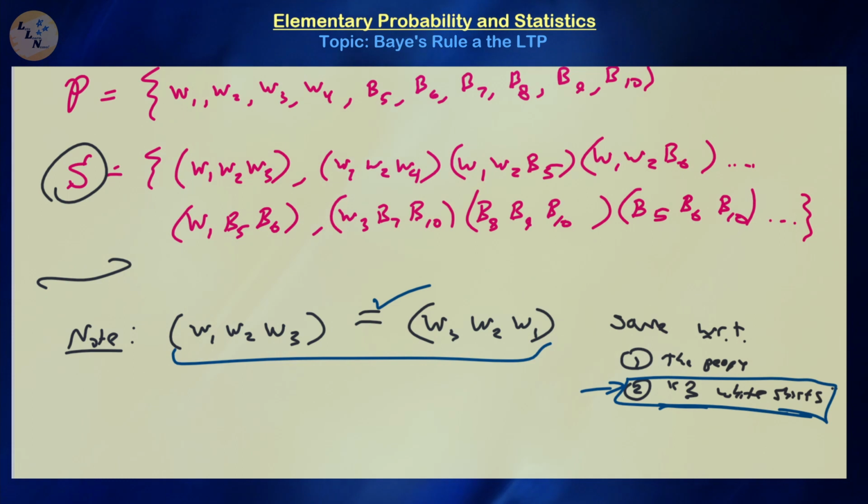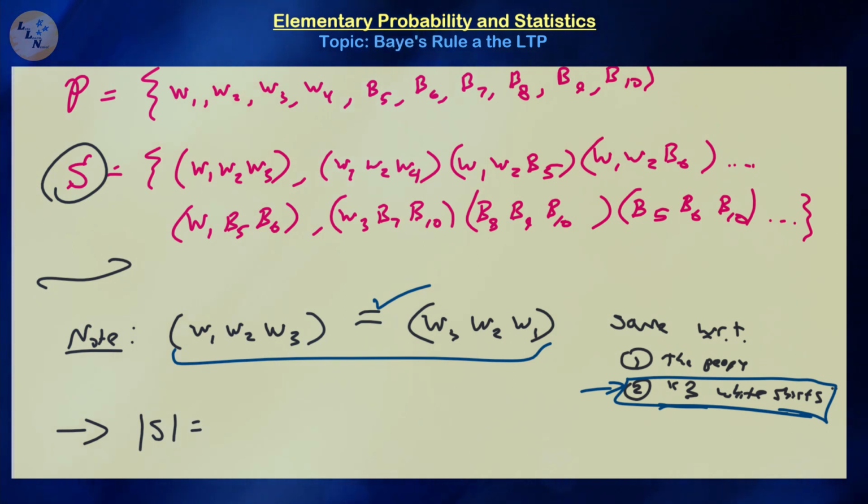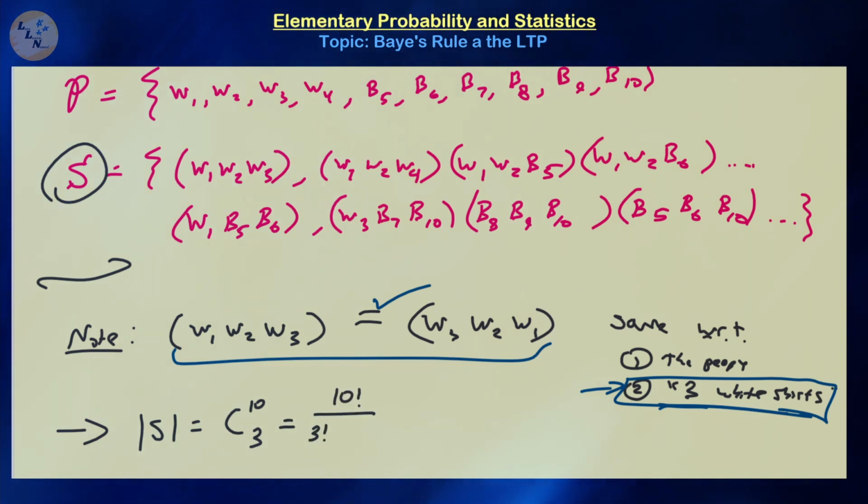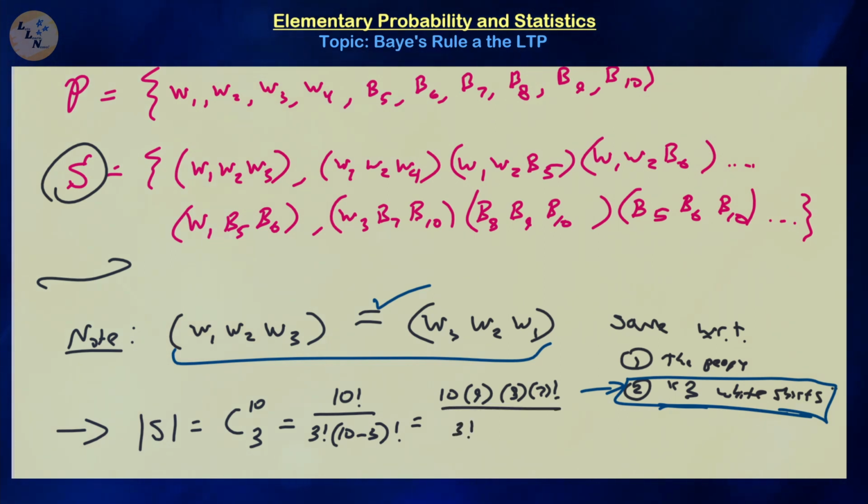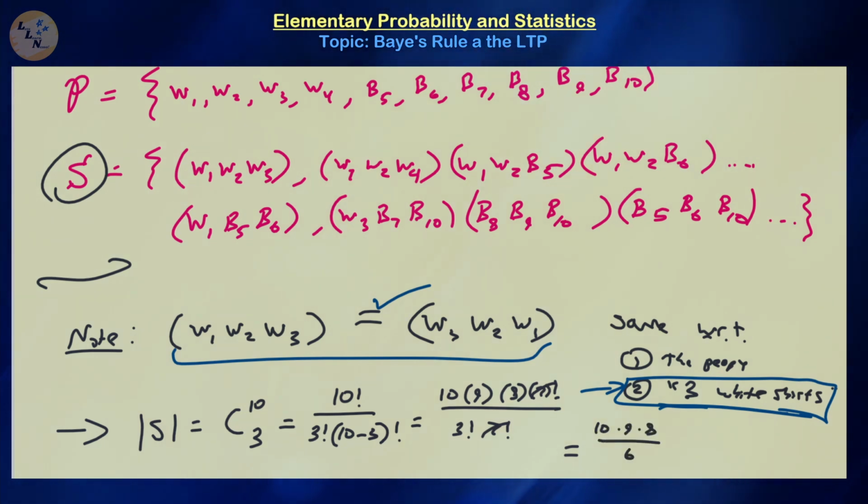That means we will be using combinations for this. So how many 3-people sets can I get from a set of 10? That is going to be 10 choose 3. That is equal to 10 factorial over 3 factorial times the quantity 10 minus 3 factorial. That's equal to 10 times 9 times 8 times 7 factorial all over 3 factorial times 7 factorial. The 7 factorials will cancel. 3 times 2 is 6, so it's 10 times 9 times 8 divided by 6.